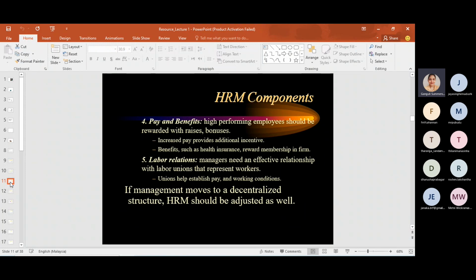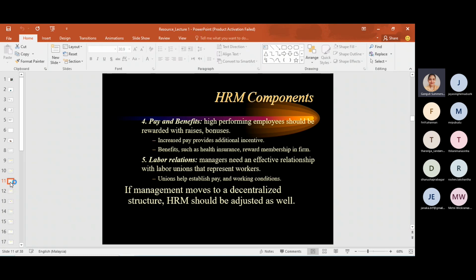Decentralized management means the top managers, the middle level managers and the lower level managers, and also the people who are below lower level managers, in even lower positions, all of them together make decisions. If so, we call it decentralized management.